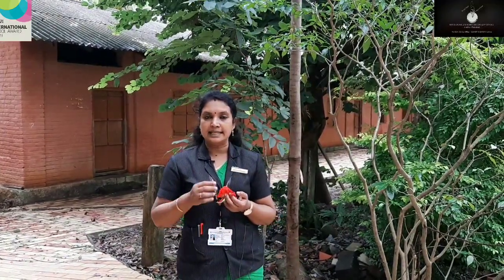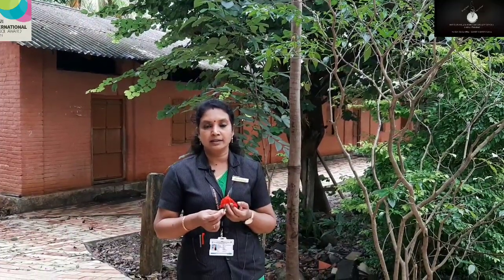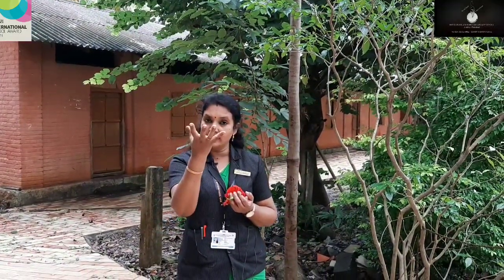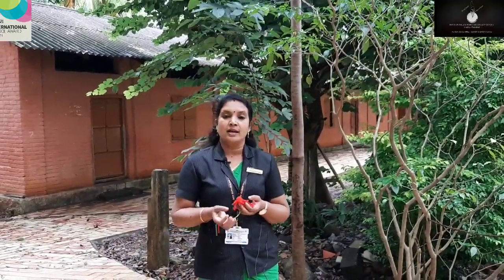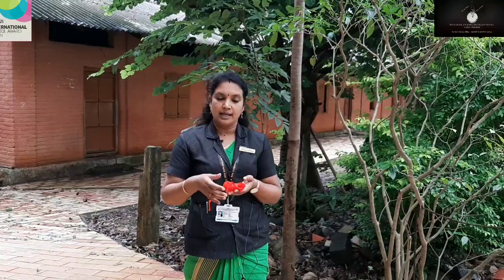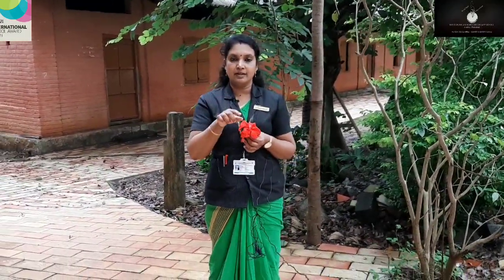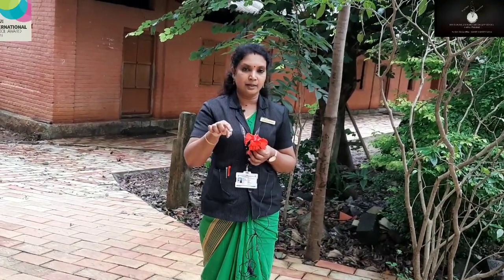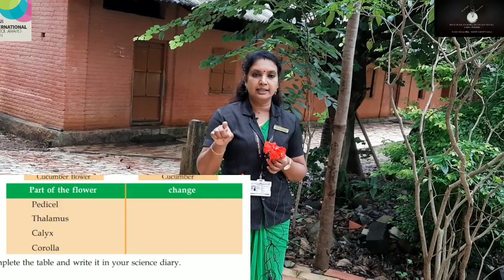Then the calyx, I said it holds the fruit. The visible parts of it will drop off, but it will hold the fruit. Then the pedicel will change into the stalk of the fruit and the petals will drop off. Okay, based on this, one table has been given in the textbook, and you have to fill that table. So now you can listen to the class and fill that table.